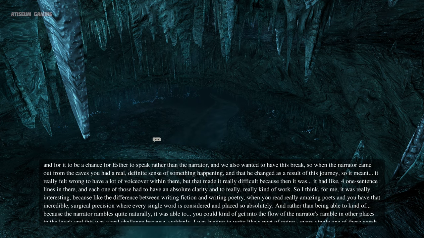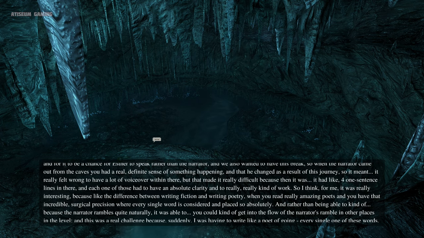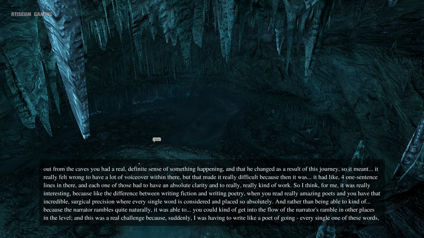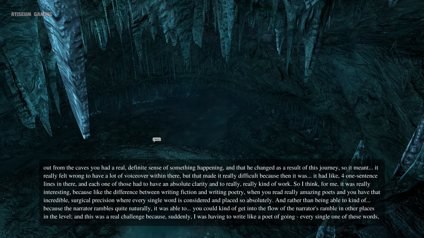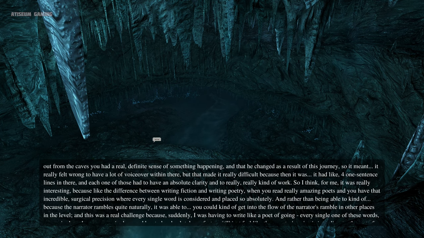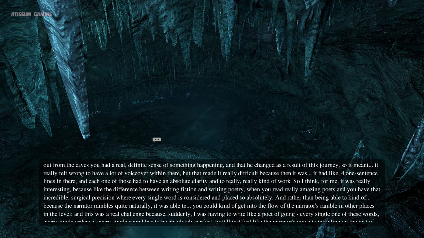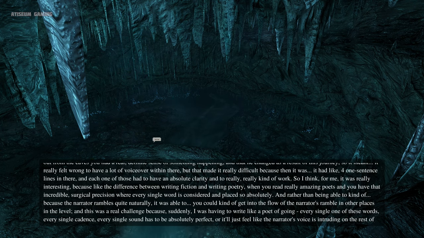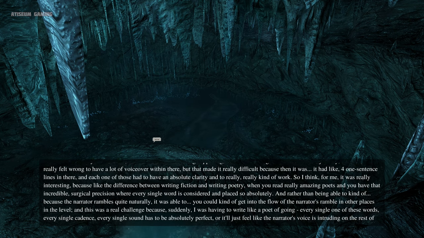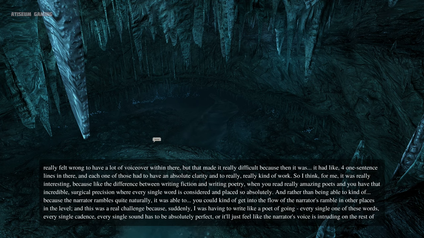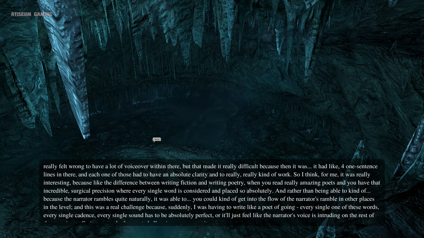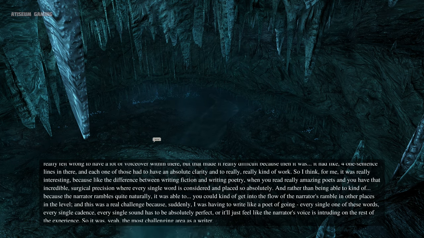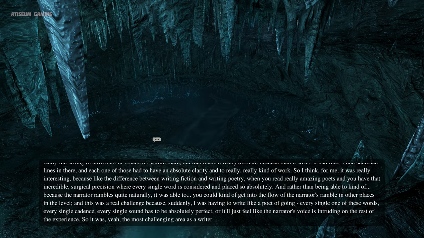It's like the difference between writing fiction and writing poetry. When you read really amazing poets, you have that incredible surgical precision where every single word is considered and placed so absolutely. The narrator rambles quite naturally, so you could get into the flow of the narrator's ramble in other places in the level. But here, suddenly I was having to write like a poet. Every single word, every cadence, every sound has to be absolutely perfect, or it'll just feel like the narrator's voice is intruding on the rest of the experience. So, yeah, I think it was definitely the most challenging area of the game as a writer.